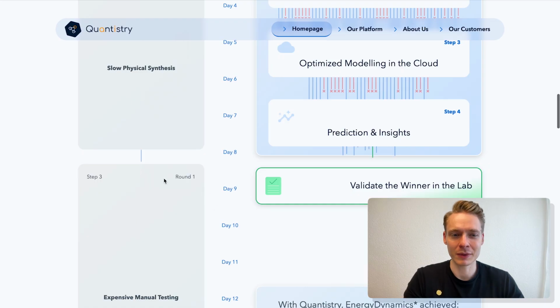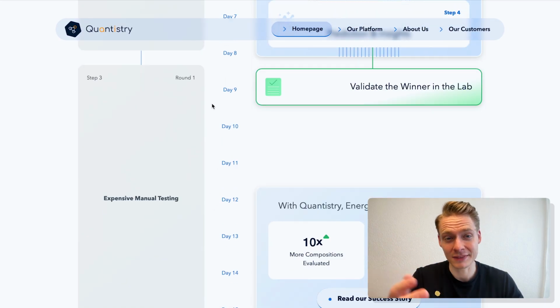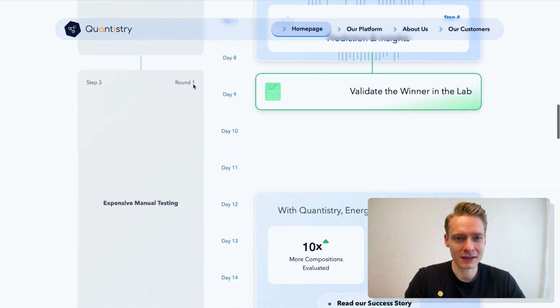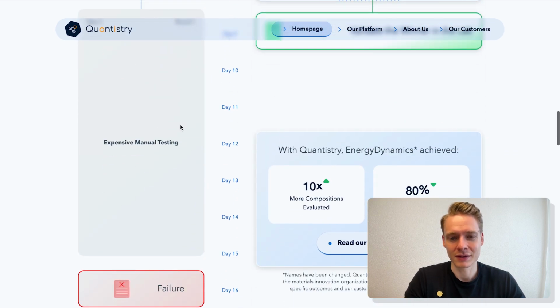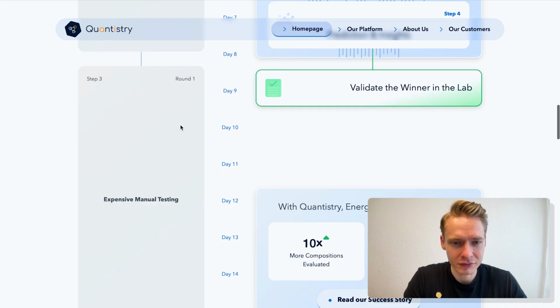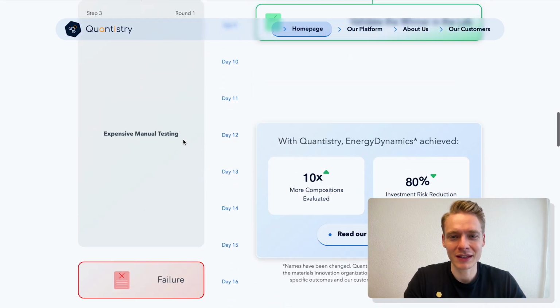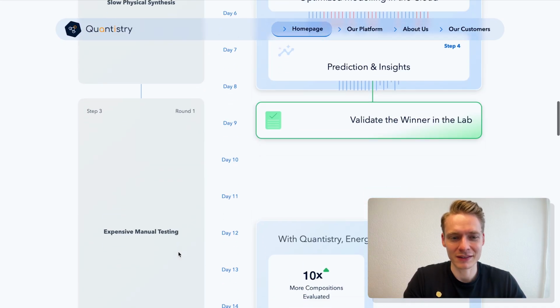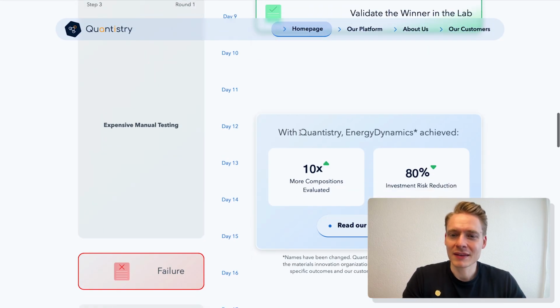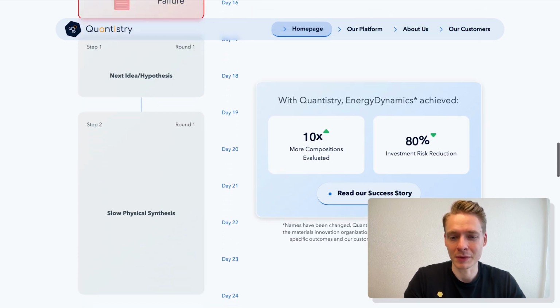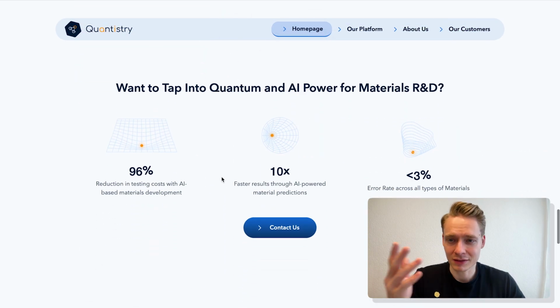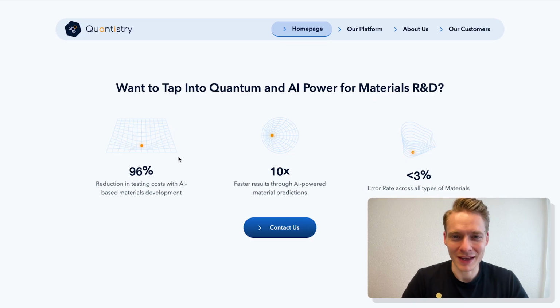So that's roughly where, usually in the normal cadence, you are still in the first round and you take your material, you're in the second round. No, in the first round. Yeah, you're in the first round and you usually take it then for the testing to the lab. And it says here with Quantistry, energy dynamics achieved, so 10 times more compositions evaluated and 80% less risk because of this computer-based approach. So then call to action, want to tap into quantum and AI power for materials R&D.